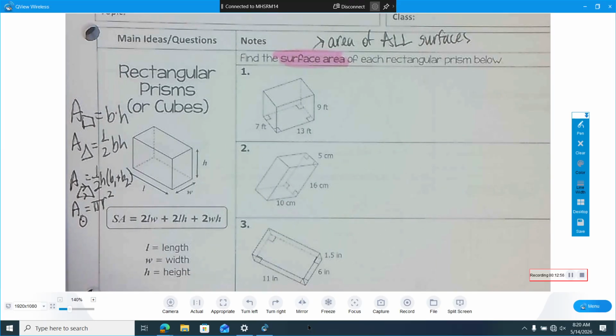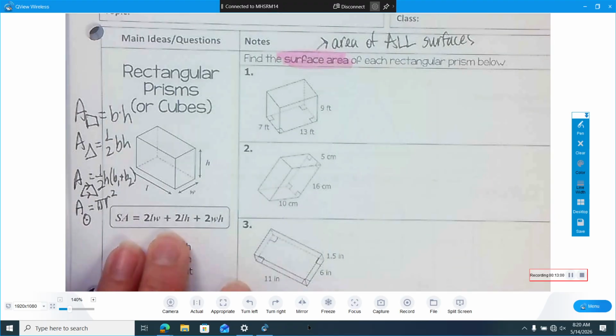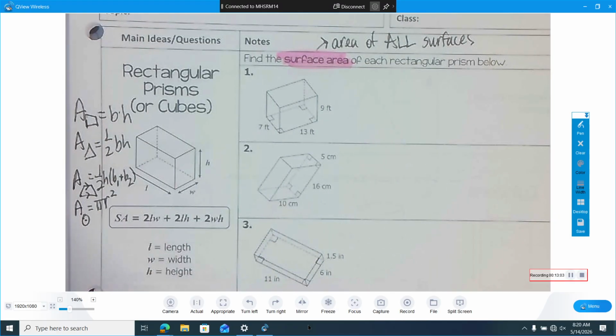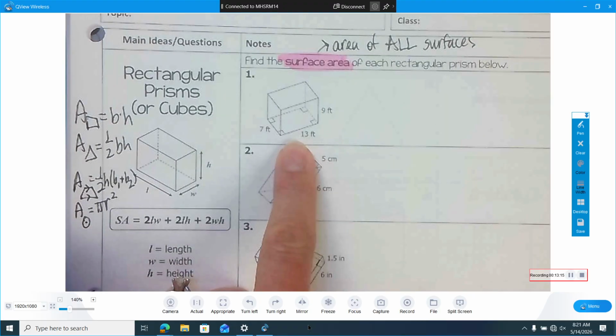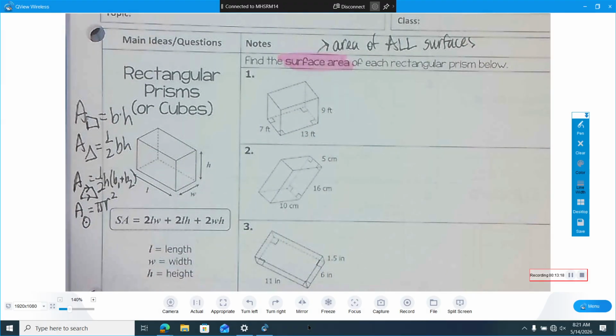And so what I'm going to do, again, is just sort of do a little highlighting here. I can teach you this formula. You can use it if you want. I'm not going to teach you the formula. You can figure out the formula if you want. But I just want you to understand what to do here. And surface area is just adding all the areas, okay? So this is a rectangular prism, okay? And it has how many different faces?